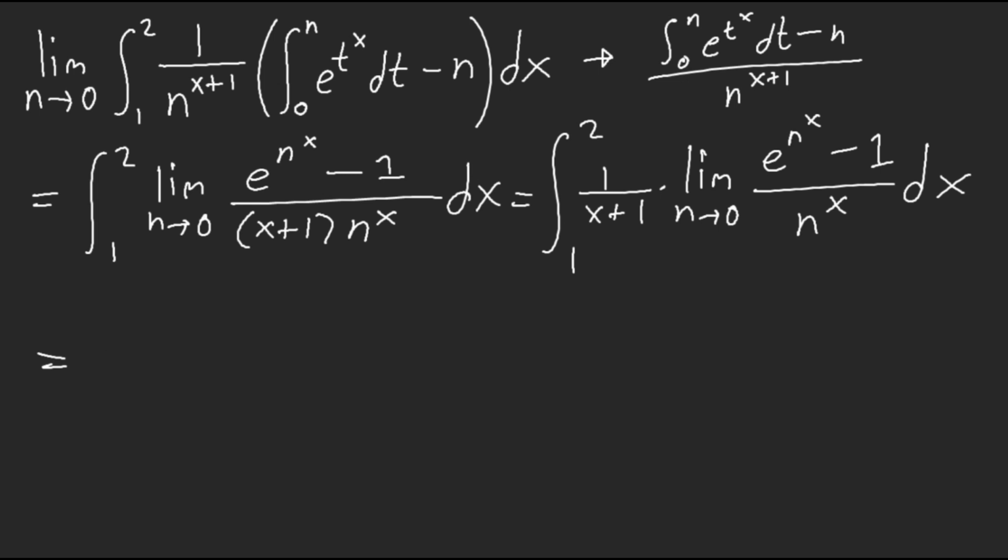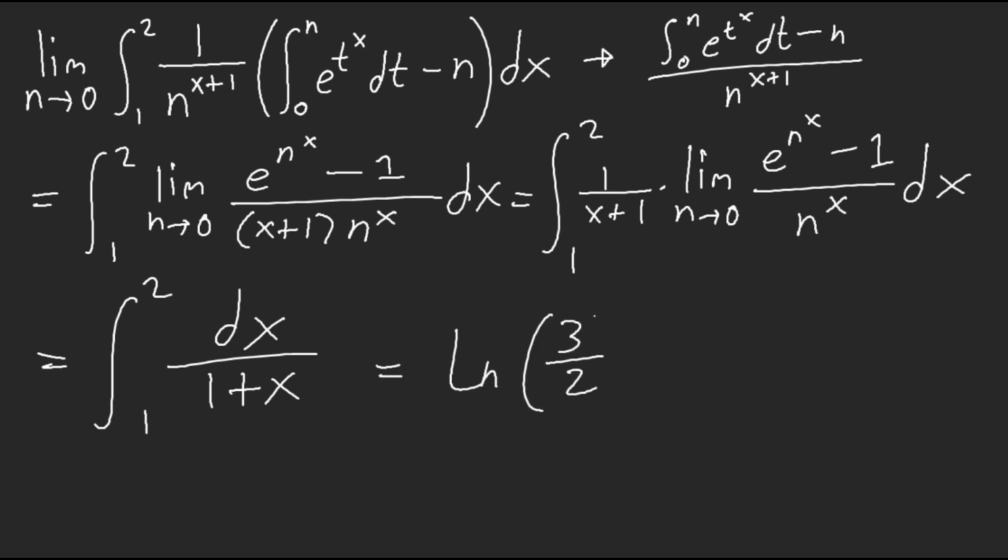So in that case, this whole limit is just going to equal 1. So from 1 to 2, we simply have dx over 1 plus x, so our answer is ln of 3/2. But if you're unsure, feel free to do L'Hopital's rule. It should come out the exact same. Now that I'm looking at it, it should come out as 1.